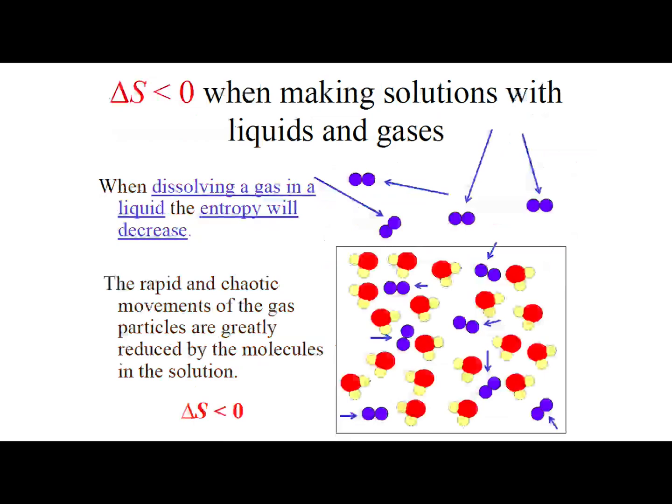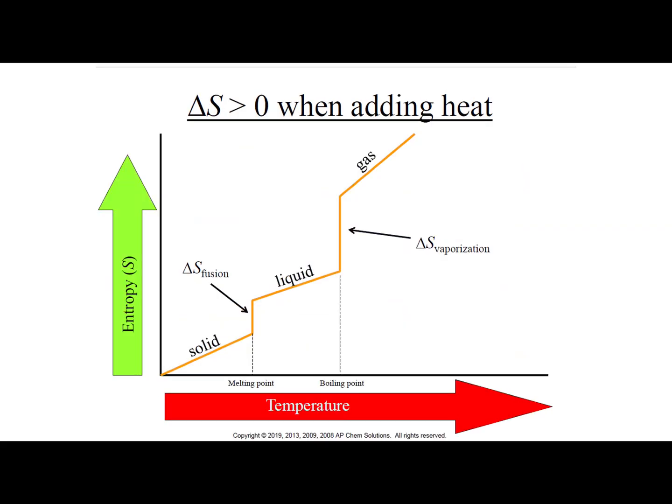Except when we put gas into a liquid, like with any carbonated beverage. Gases are probably the freest example of disorganization. They move around, they're very far apart, they have a social distance that's acceptable. So if you dissolve a gas in a liquid, the entropy will actually decrease. The system will become more organized, and so the delta S in this case is actually negative.